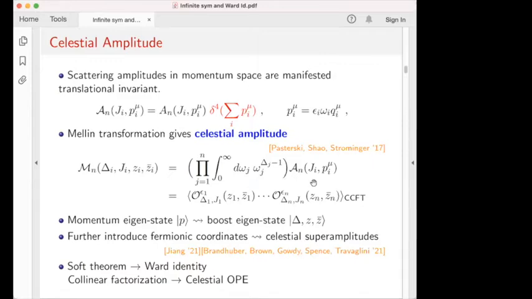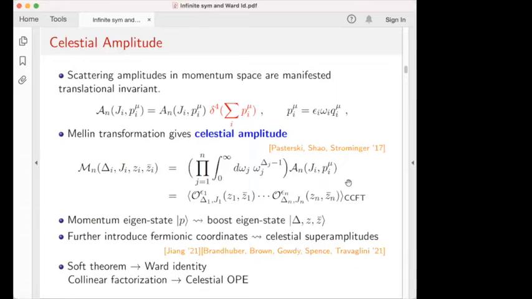If we consider a supersymmetric theory, then we can introduce fermionic coordinates in the scattering amplitude. Doing this Mellin transformation will give rise to the celestial super amplitudes. This is very useful for supersymmetric theories, like N=4 Yang-Mills, as I will discuss later.